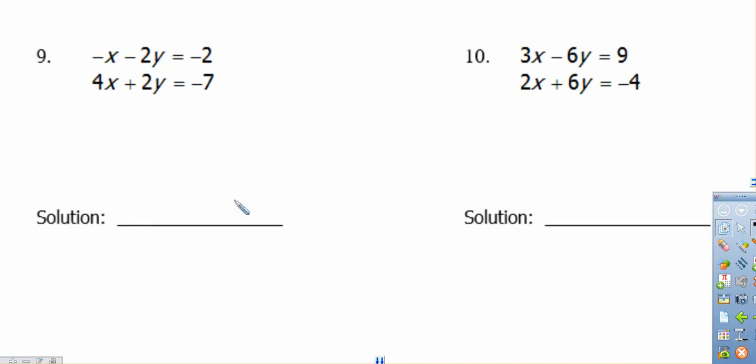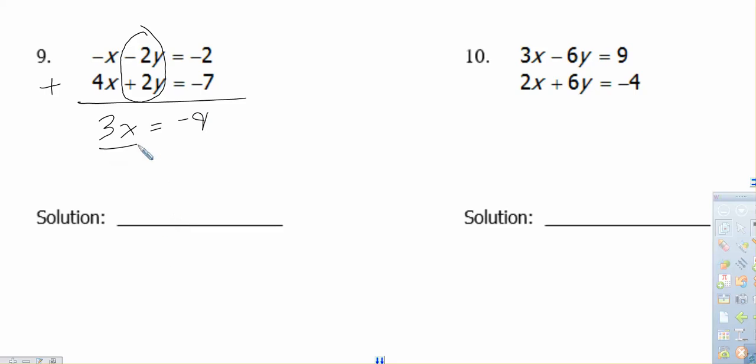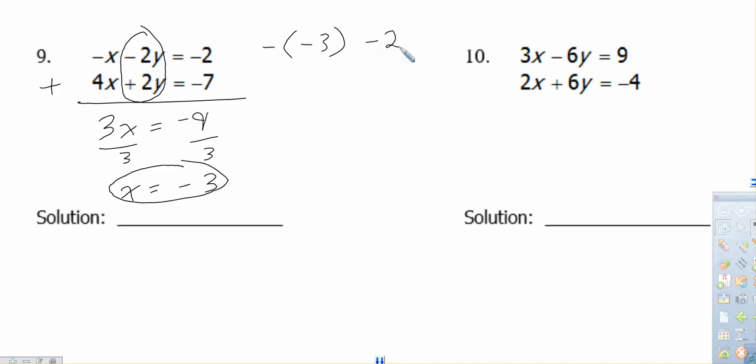A couple more. All right, still looking for zero pairs because we're using elimination. It's almost always easier if you can find a zero pair. So here we see negative 2y and positive 2y. So adding these together, we get 3x equals negative 9. Dividing by 3, we get x equals negative 3. There's our value of x. Now let's replace that in the first equation. Negative x minus 2y equals negative 2. All right, that right there, that's just a positive 3. We don't have to do anything really.